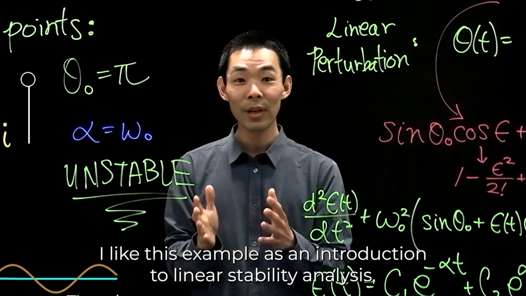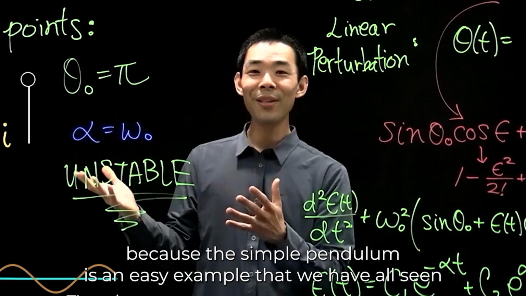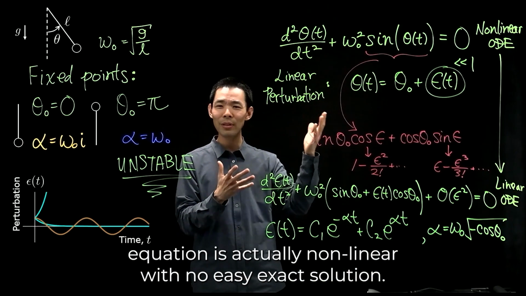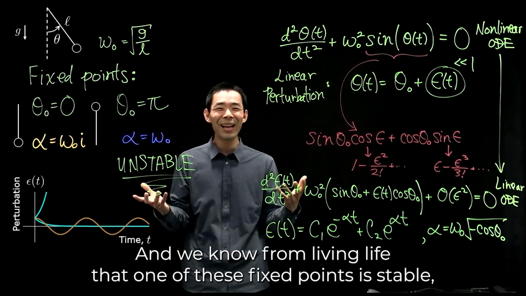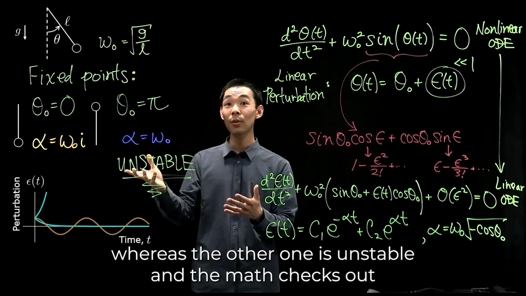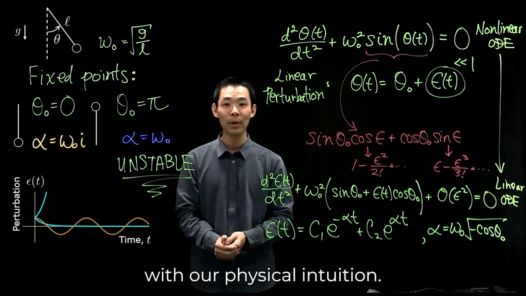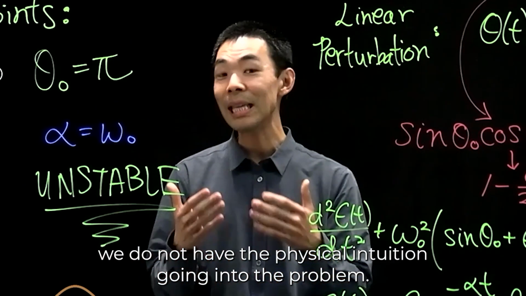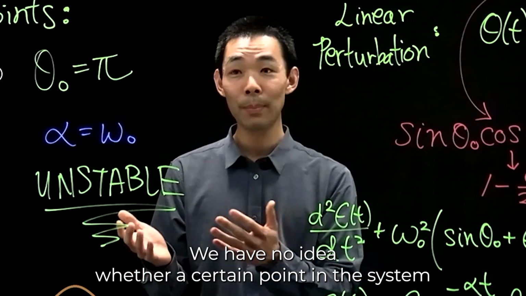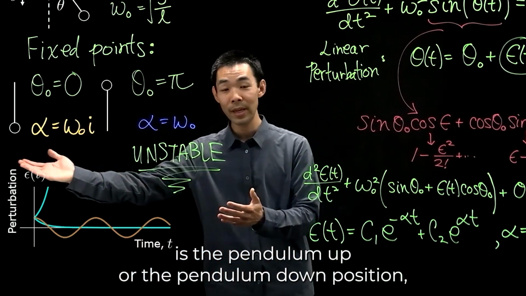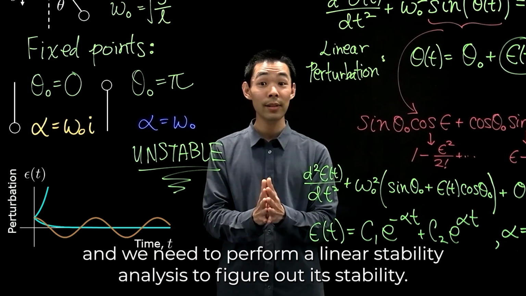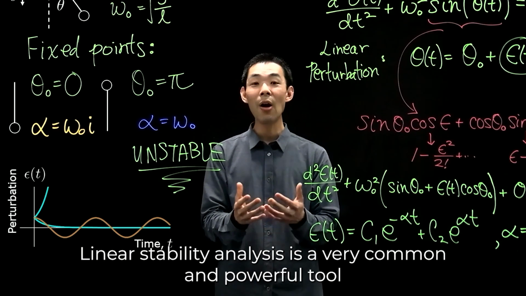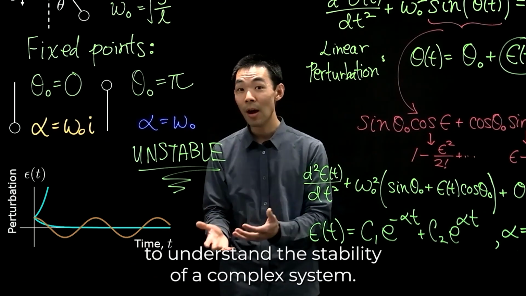I like this example as an introduction to linear stability analysis because the simple pendulum is an easy example that we've all seen, and the actual evolution equation is actually nonlinear with no easy exact solution. And we know from living life that one of these fixed points is stable, whereas the other one is unstable, and the math checks out with our physical intuition. However, in many problems in science and engineering, we do not have the physical intuition going into the problem. We have no idea whether a certain point in the system is the pendulum up or the pendulum down position, and we need to perform a linear stability analysis to figure out its stability. Linear stability analysis is a very common and powerful tool to understand the stability of a complex system.